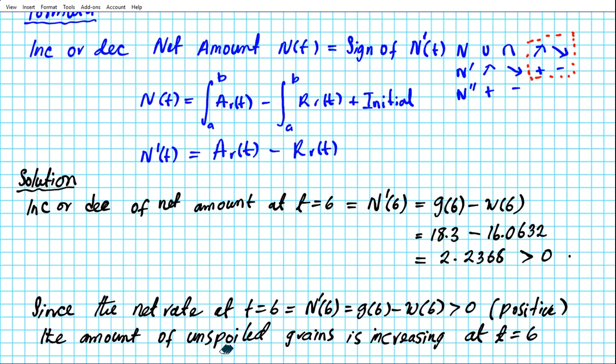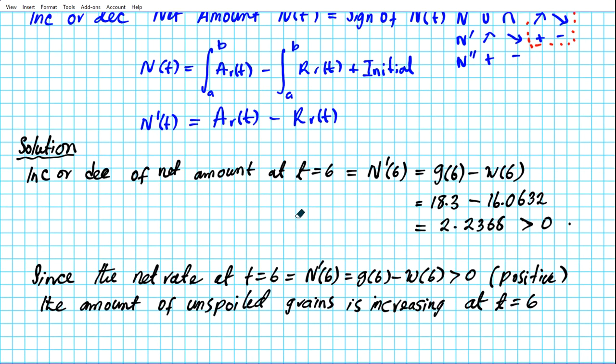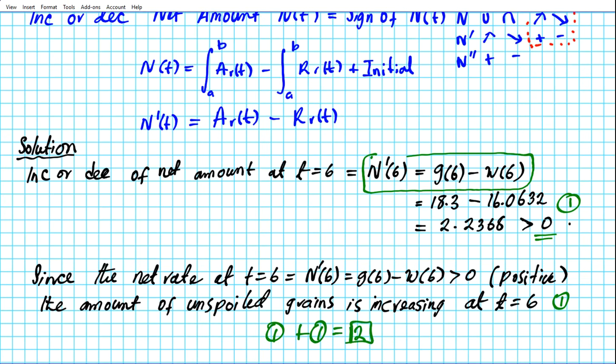All right, so let's look at the scoring guidelines for this problem. Now, if you just write down this equation right here, n prime of 6 is equal to g of 6 minus w of 6, and you take a look at the sign, then you are going to earn yourself 1 point. Okay, so setting this up and looking at what the sign is earns you 1 point. And then if you explain what the significance of the net rate being positive means, basically that the amount is increasing, then you earn another point. In this particular problem, you earn a total of 2 points.